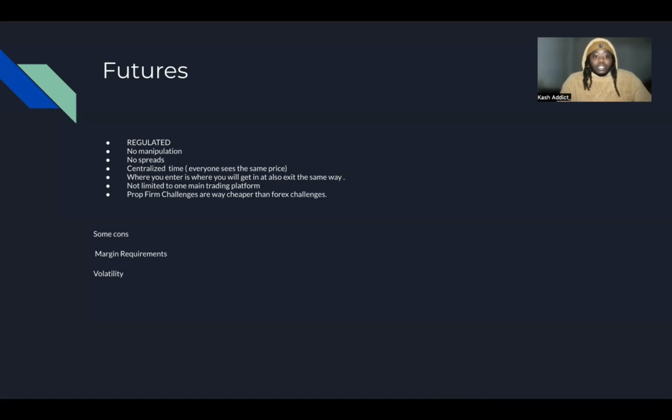In futures, everybody sees the same price, same candles, because it's centralized. Where you get in at is where you get in at. The same way when you get out. What I mean by that is, just like I spoke about in Forex, if you want to get in at 1, 2, 3, you're going to get in at 1, 2, 3. It's not going to put you in all the way at 1, 2, 3, 4, 5, 6. That's just an example. Where you get in at, guys, is literally where you get in at.